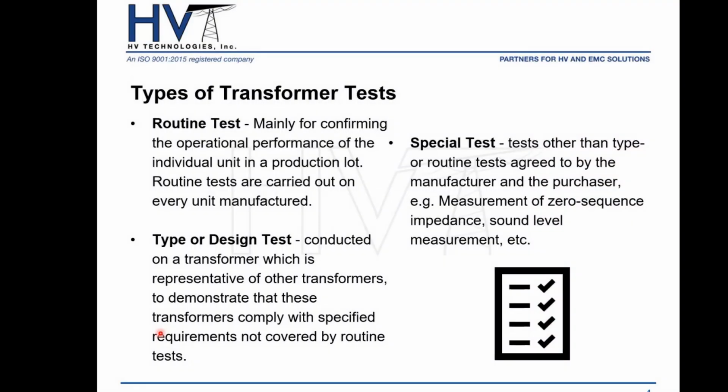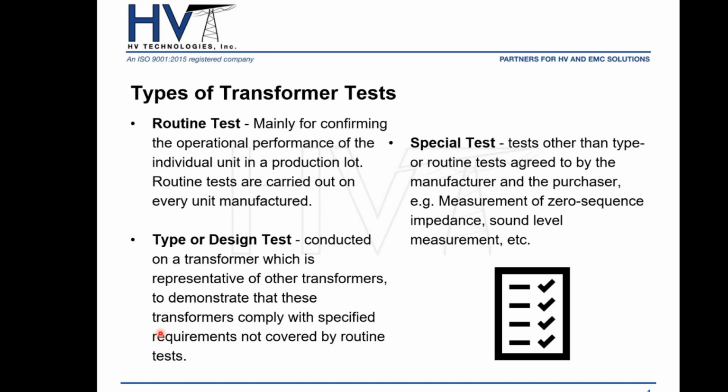So when we talk about transformer test, there's an industry standard or consensus where there are three types of main testing. You have your routine test, which is for mainly confirming the operational performance of each transformer in a production lot. So routine tests are carried out on every unit manufactured. These are tests that, right as the transformer is coming off of the production line, will be put through this battery of routine tests.